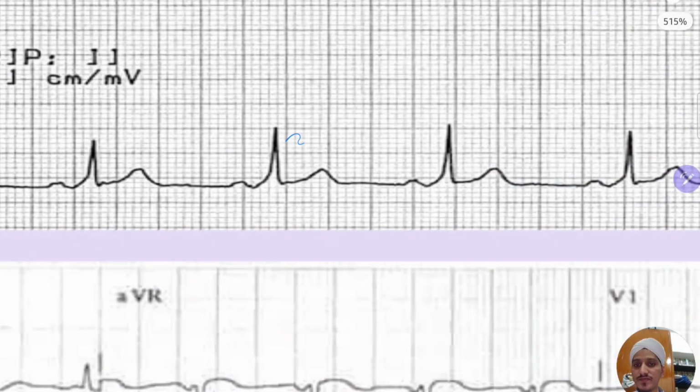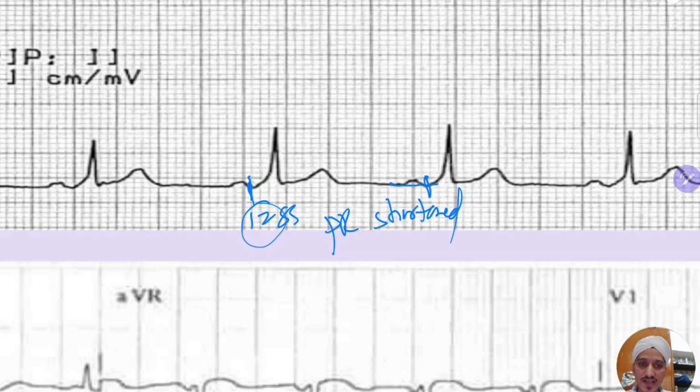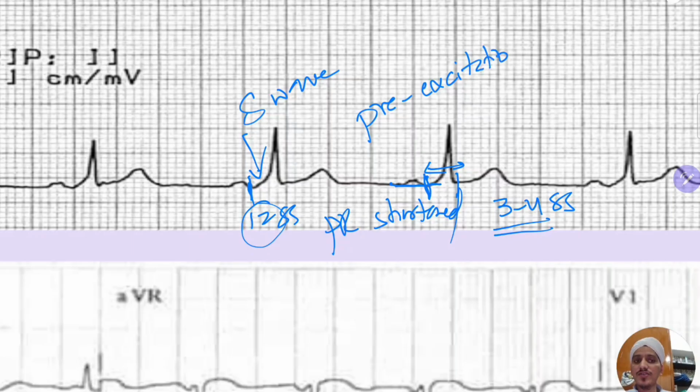See here. If you take this as the marking, only 1 or 2 small squares are there. So the PR is shortened. Now we'll take this, because you consider this as the baseline. From here to here, how many boxes are there? Approximately 3 to 4 small squares. So the width of the QRS complex is also increased, and you have slurring of the upstroke. So that is the delta wave. This is a pre-excitation pattern which you are seeing.